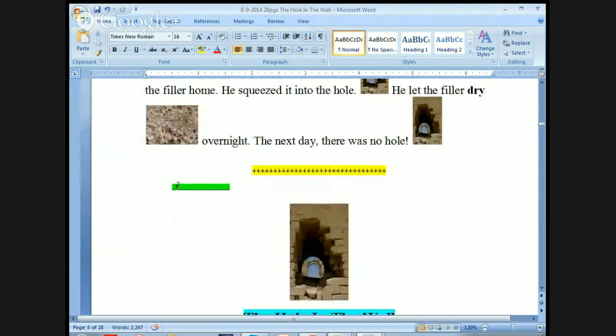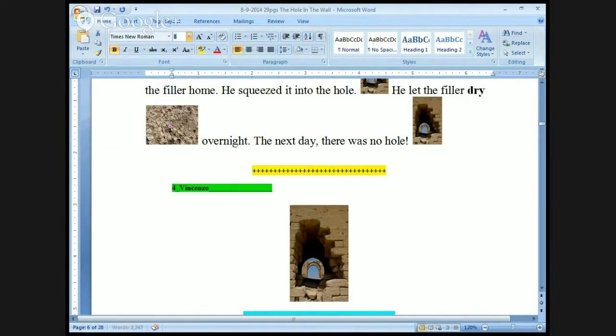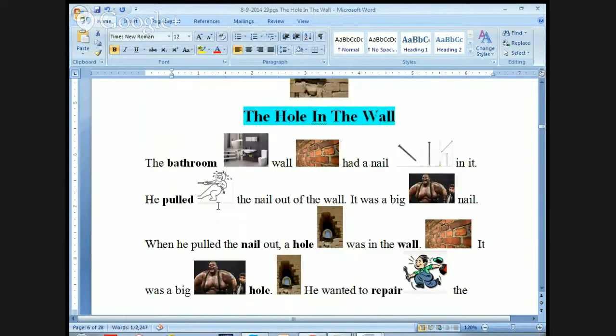Okay, fantastic. Any questions? No. Okay, Vincenzo, you are number 4. Would you read for us, please? Yes, I'm using my lens because it's very strange.